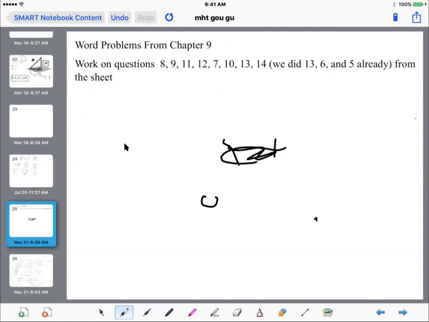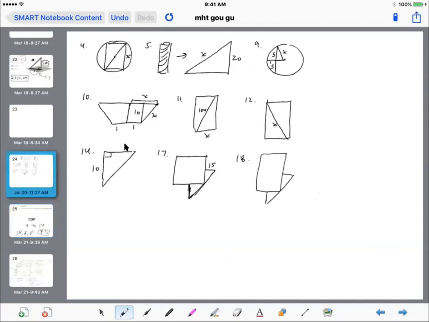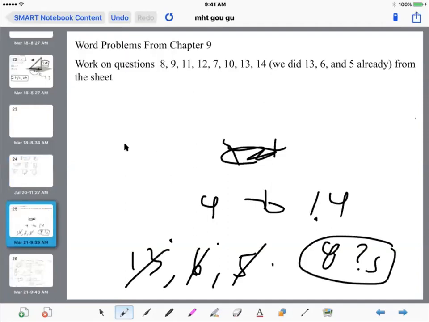So you're doing questions 4 to 14, but we already did 13, 6, and 5. Those were the vine question and the broken tree and the reed. So that leaves 8 questions. Now I have diagrams for some of them. And number 14 is particularly hard. It's okay if you don't get that one, but it is worth spending some time trying to figure it out. And I'll show you how that one works.